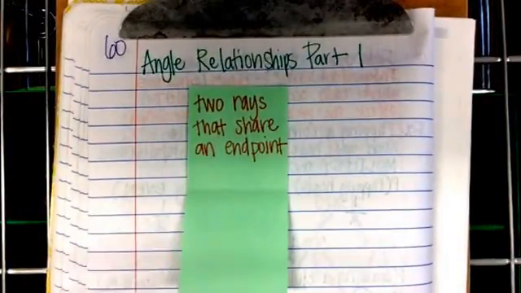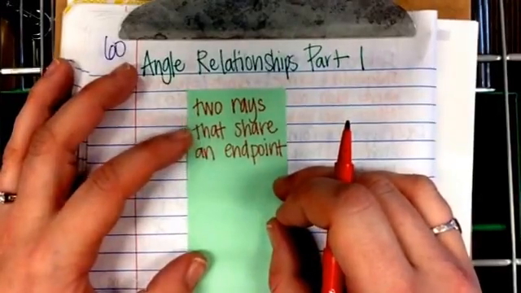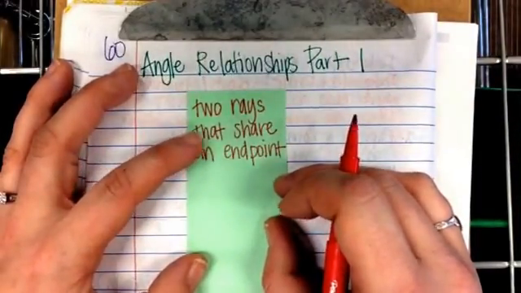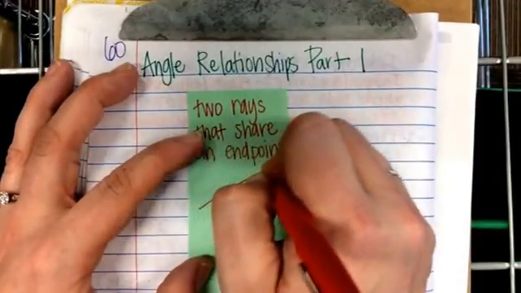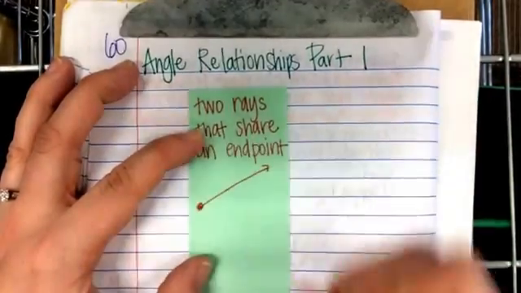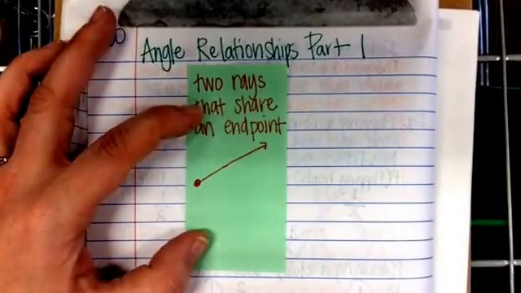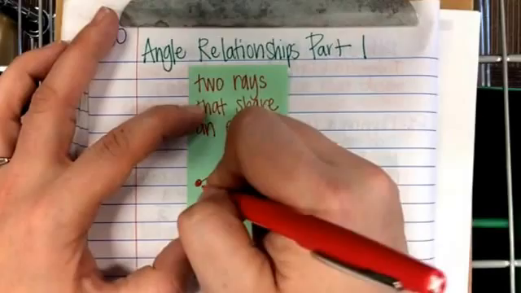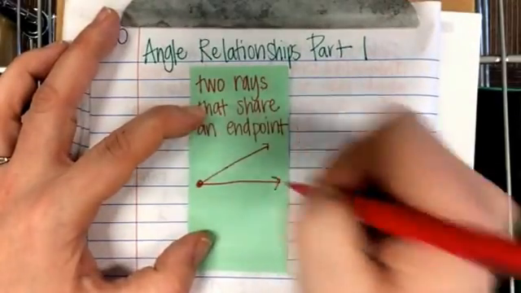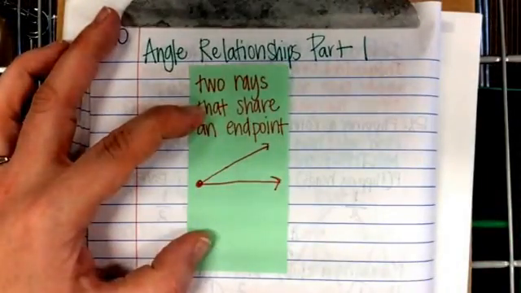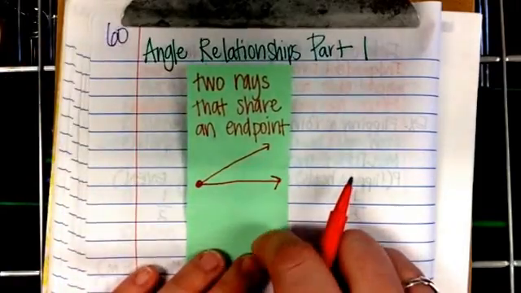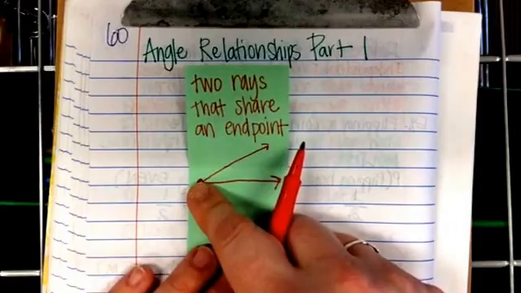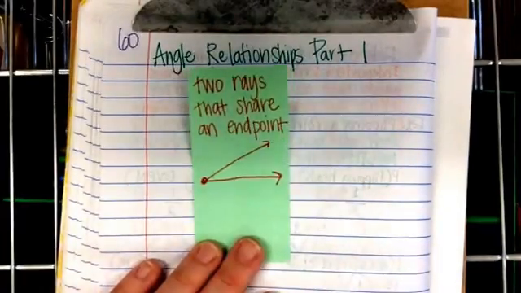Is that all we know about it? For example, there's one ray, correct? Is that a ray? There's another ray. There are two rays that share an endpoint. So they're rays that share a point, but they go in opposite directions, right? That's an angle.